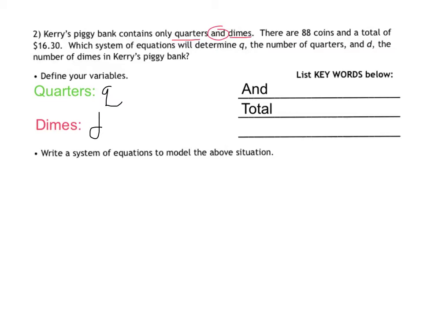So how would I write that? Well, quarter stands for the letter Q. So Q, and I know "and" means plus. Dimes is the letter D, okay? Well, how many quarters and dimes are there? There are 88. So Q + D equals 88.